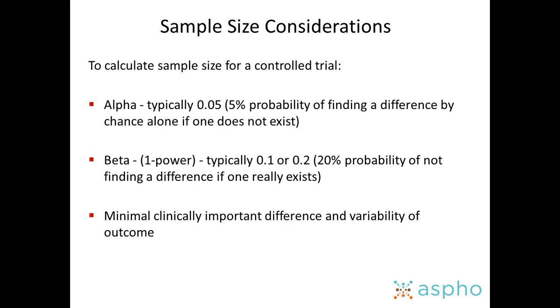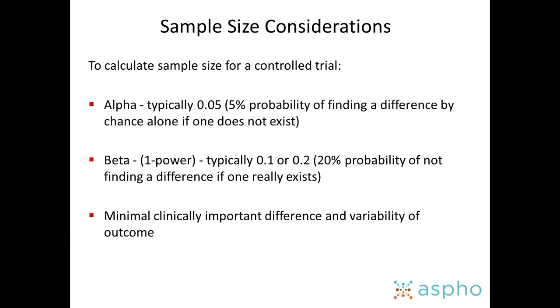Sample size calculation. In order to calculate a sample size for a controlled trial, we need to set the two types of errors. We have to set our alpha error, which by convention is a P of 0.05. We also have to set our beta, which is by convention 0.1 or 0.2. This would translate to a 20% probability of not finding a difference if one really existed. And then we also have to set what difference we are looking at between groups.